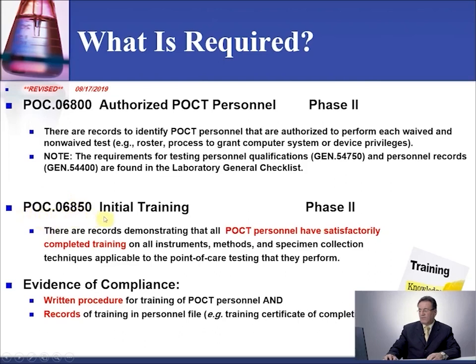Next one, point-of-care initial training. Point-of-care 0680 says there are records demonstrating that all point-of-care personnel have satisfactorily completed training on all instruments, methods, or specimen collection techniques applicable to the point-of-care testing they are going to be performing. You're going to need a written procedure for that, and you need a record for the training. So on the same employee roster, you can indicate the date of the nurse or end user training.